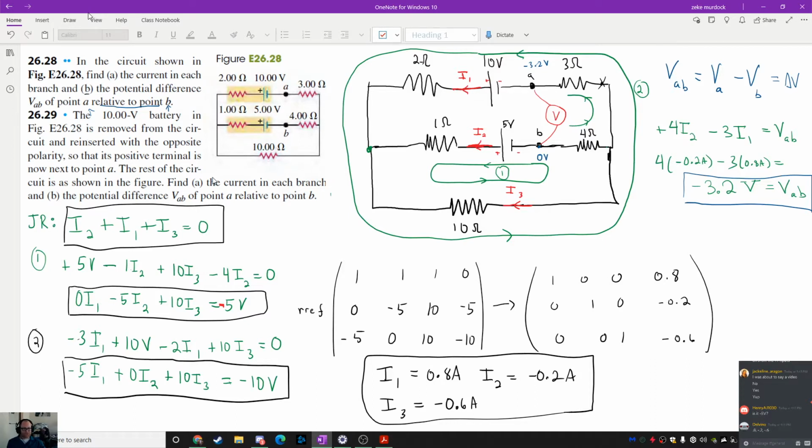Just try to use what you've learned. If you look at a problem like this on your homework, and it says to find the potential between two points like this, or if they draw a voltmeter and ask what's the reading on the voltmeter, this is how you do it. You just draw this kind of partial loop from this point up to that point, and then just use your loop rules, basically, and it'll give you the answer. Okay? All right, does anyone have any questions?